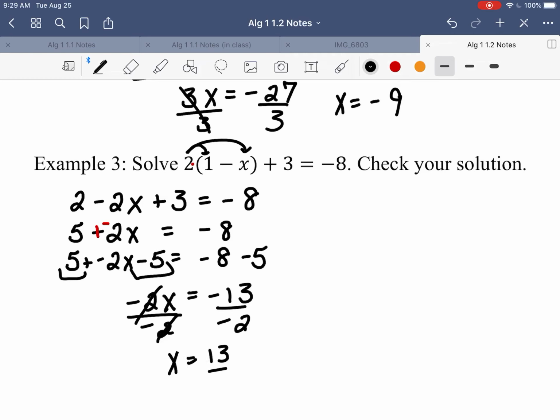X equals negative by negative is positive 13 halves. Leave it as 13 halves. There's no reason to change it to a decimal. Simplify the fraction if you can. So we end up with 13 halves.